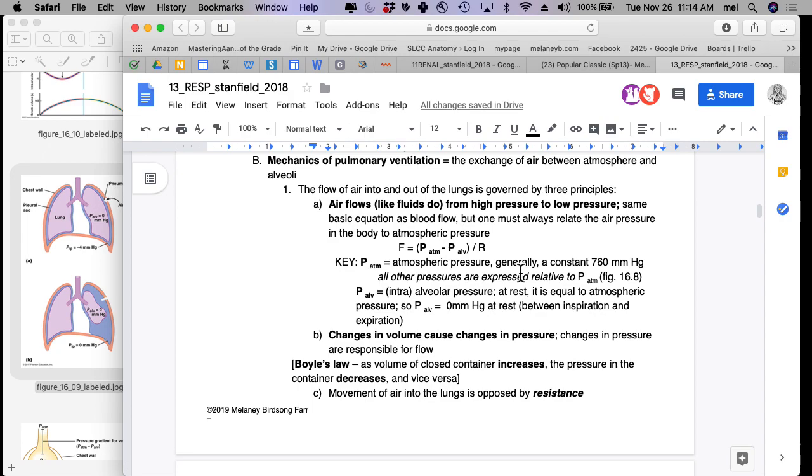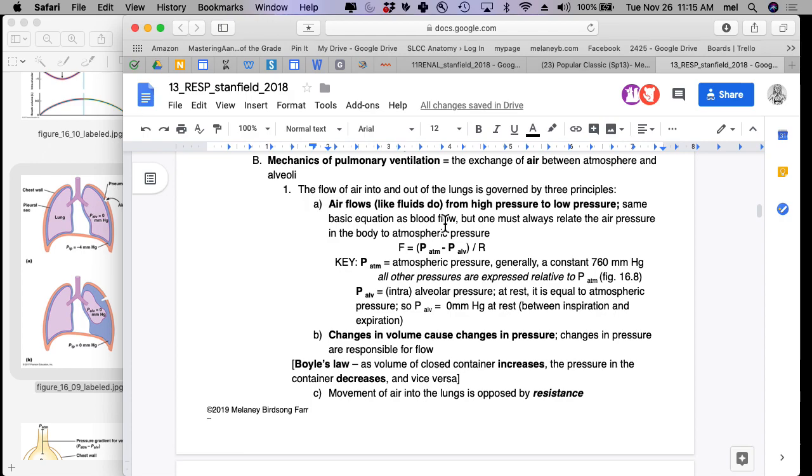The flow of air into and out of the lungs is governed by three principles. The first one is that air flows from high pressure to low pressure. So this should look like a very similar equation to you. This is airflow: F equals delta P, only we'll be more specific because the delta P is always the difference between two specific pressures. It's atmospheric pressure minus alveolar pressure. If atmospheric pressure is greater than alveolar pressure, then air is going to move in. If alveolar pressure is greater than atmospheric pressure, then air is going to move out.